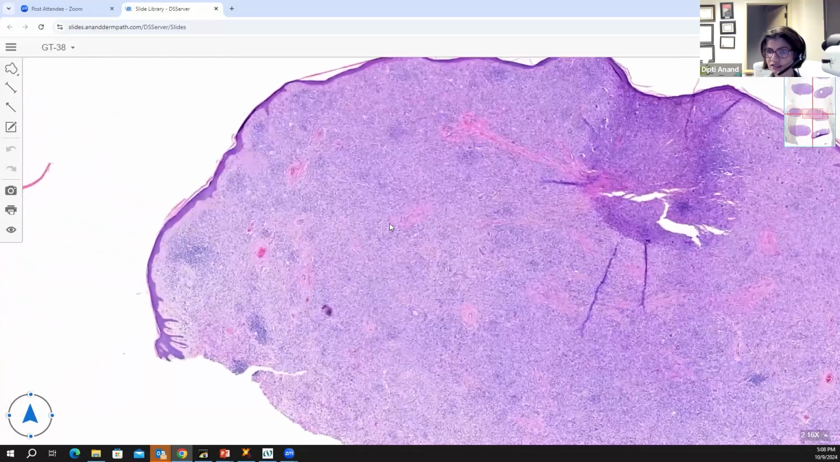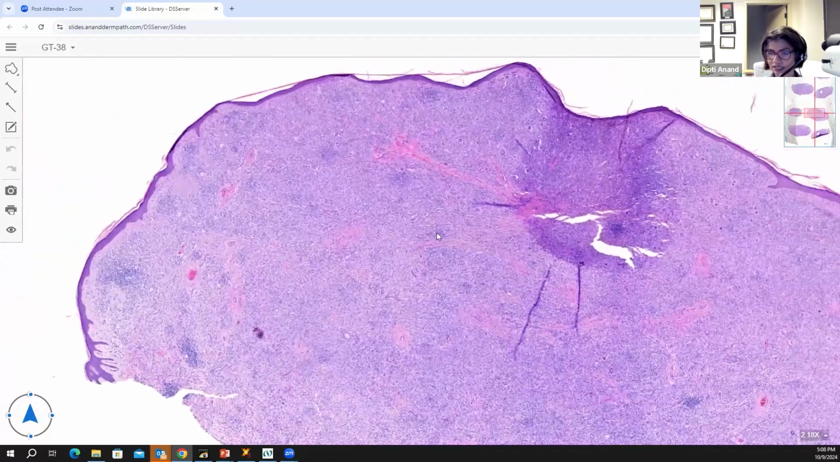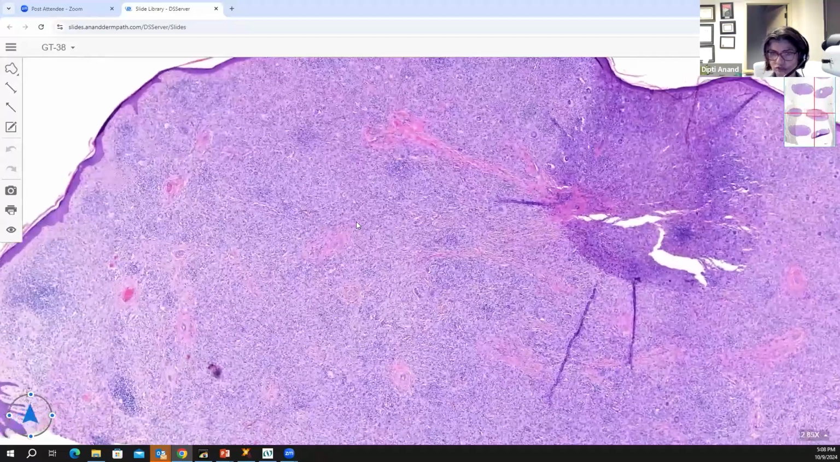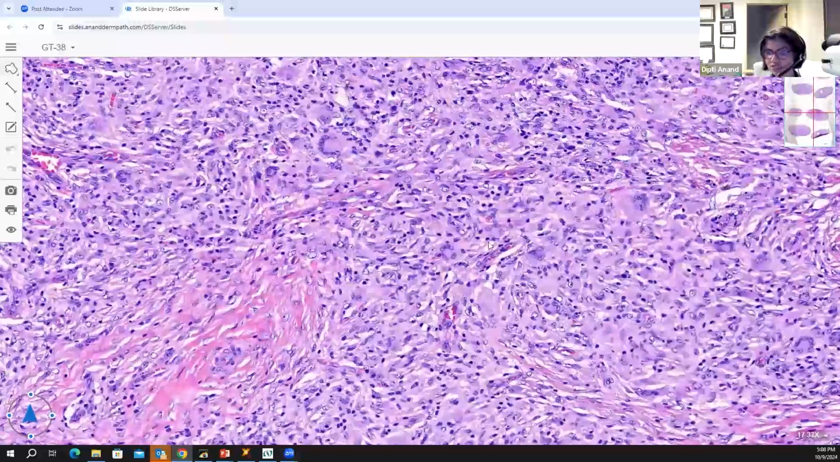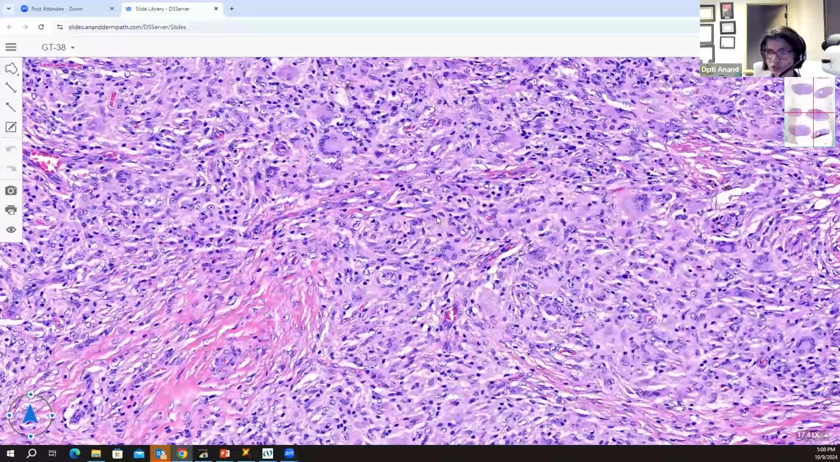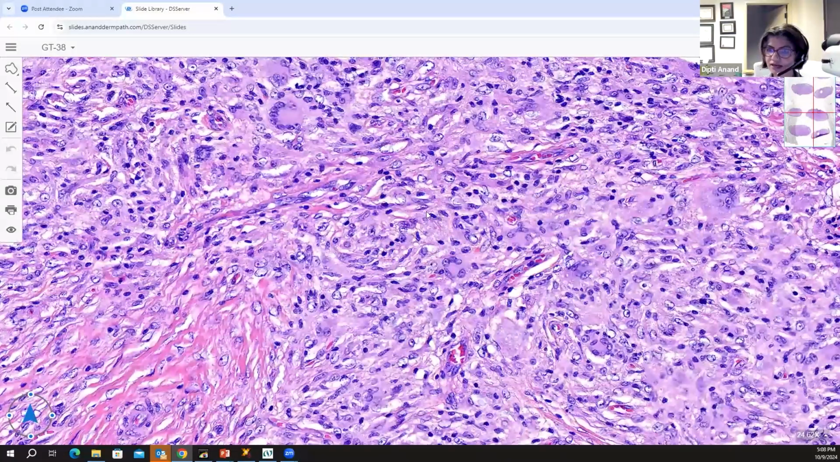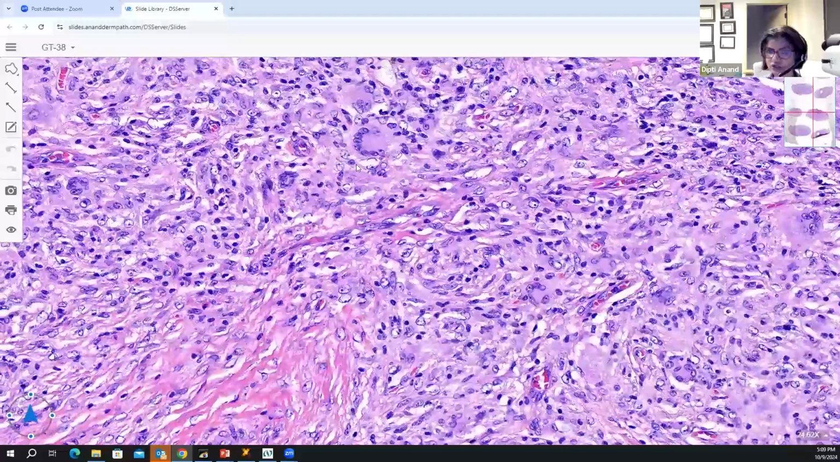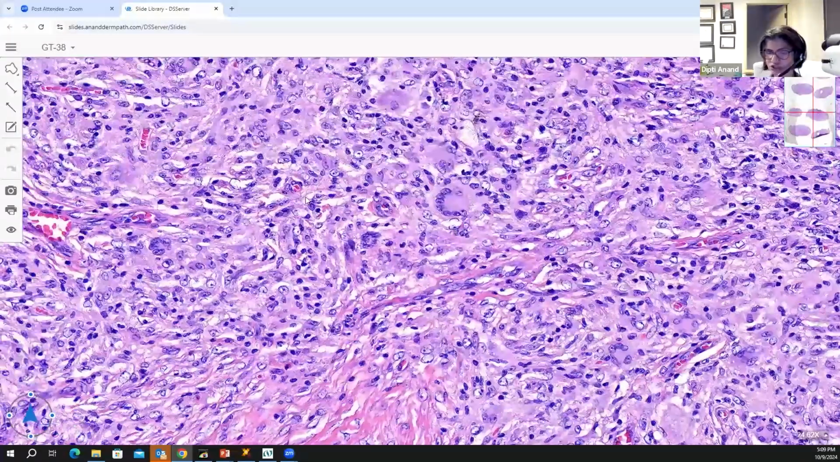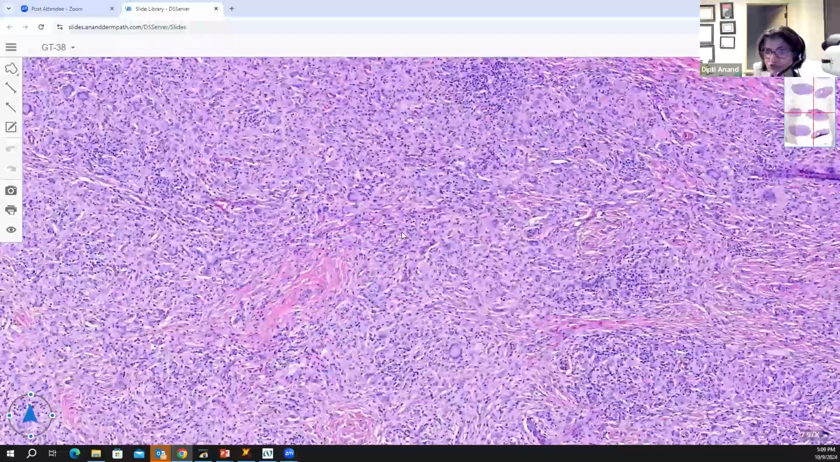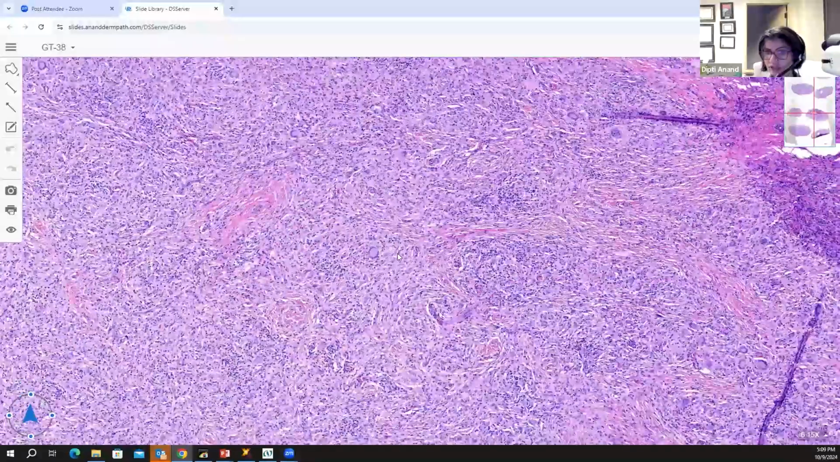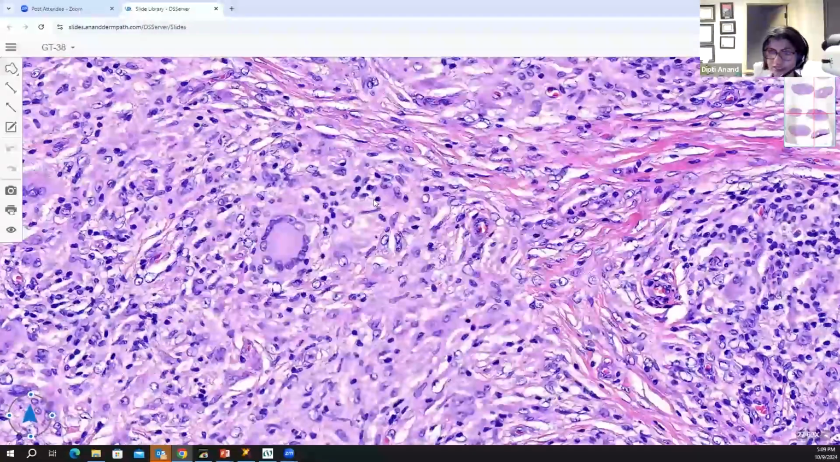What you see on low power can look pretty confusing and challenging. When you go up to high power, you will see a proliferation of cells which look ugly, but they are fibrohistiocytic cells. They are very pleomorphic, but with a bland morphology. They're not that ugly. And when you see the two-tone giant cells within the lesion, that will clinch the diagnosis. But remember, the two-tone giant cells may not always be present, especially in the proliferative or inflammatory stage.